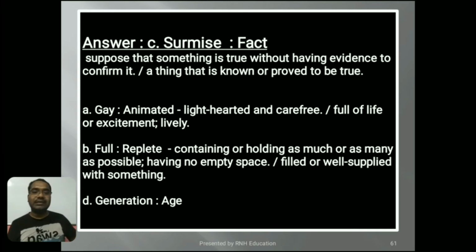And the other options: A was gay and animated. Gay means light-hearted and carefree, and animated means full of life or excitement, that is called lively. Those are not in opposition. Option B was full and replete. Full means containing or holding as much or as many as possible, having no empty space. Replete means filled or well supplied with something. So full and replete are not in opposition. And D was generation and age. Those are not in opposition. So the right opposite words are surmise and fact.